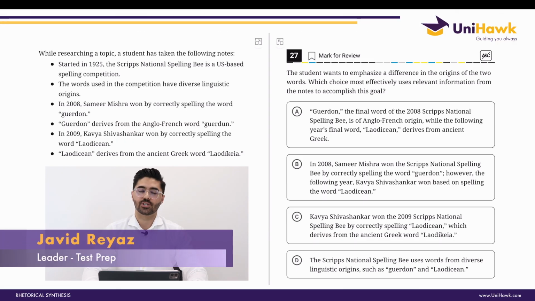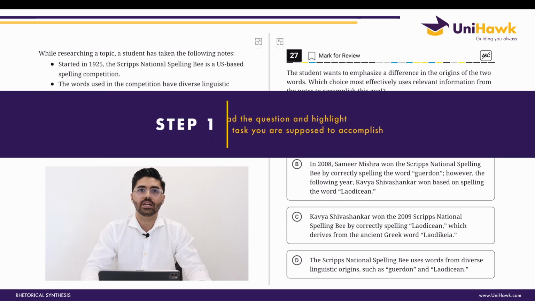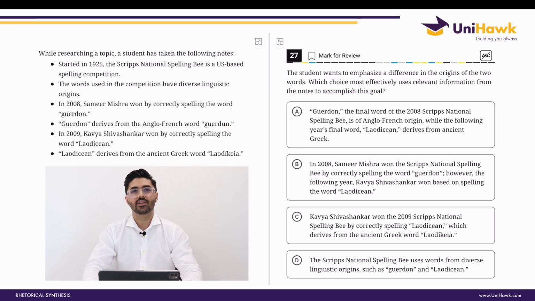Rhetorical synthesis questions on the SAT. How to do this type of question? Well, step number 1, read the question and highlight the task you're supposed to accomplish. Take a moment and read the question. Now, the task here is to emphasize a difference in the origins of the two words. That means we're going to read through the bullet points and see which ones are relevant to this task.